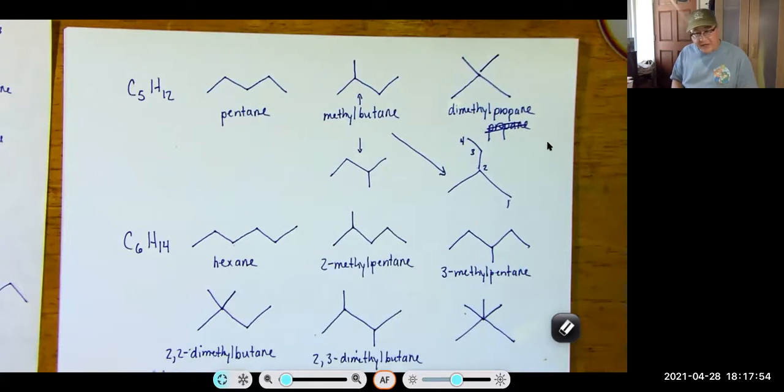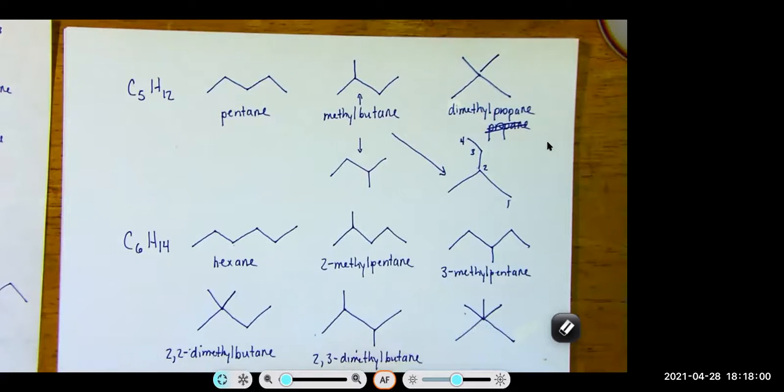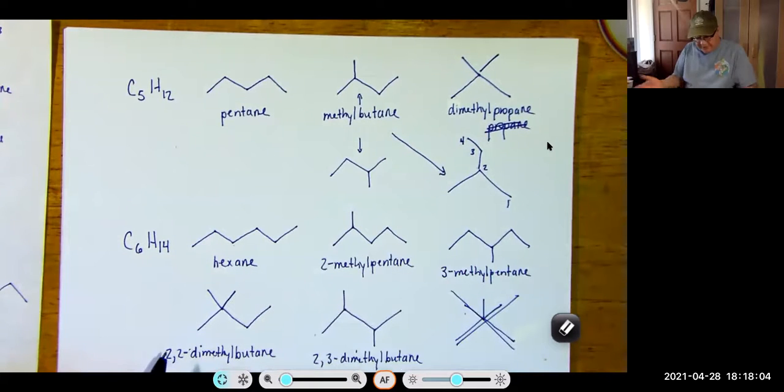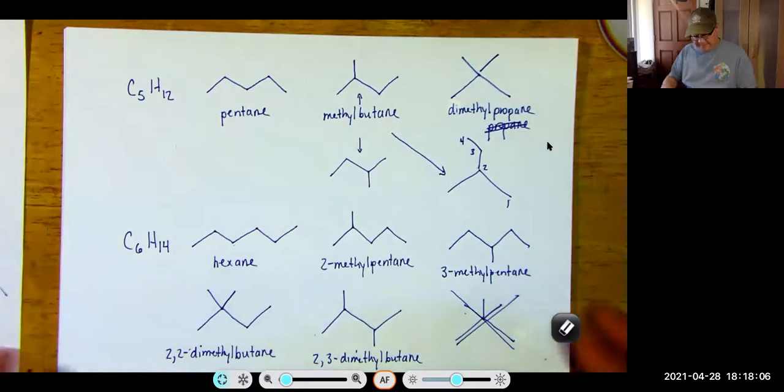How many bonds can a carbon atom have? 4. How many bonds does that carbon have? 5. So this does not work. So this is it for C6H14.